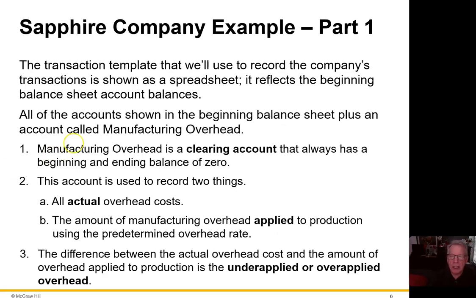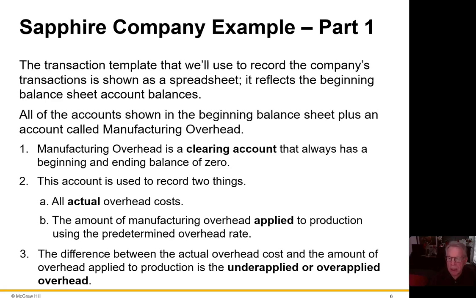All right, let's take a look at an example here for the Sapphire Company. The transaction template that we'll use to record the company's transactions is shown as a spreadsheet. It reflects the beginning balance sheet account balances, all of the accounts shown in the beginning balance sheet, plus an account called manufacturing overhead.